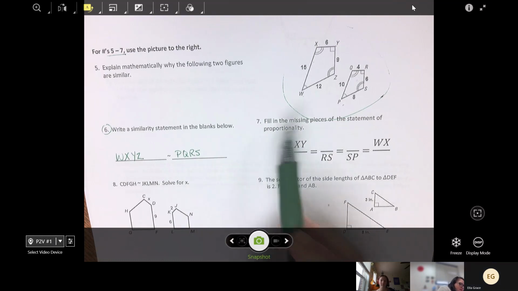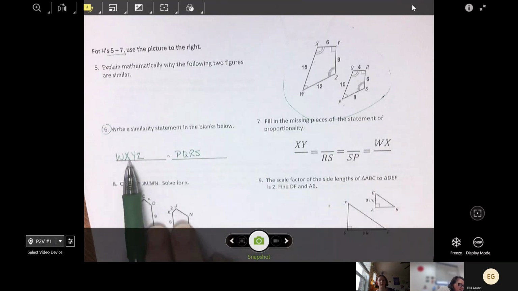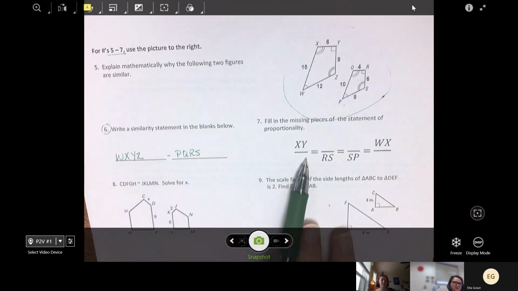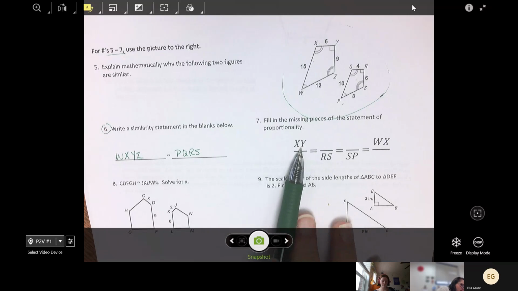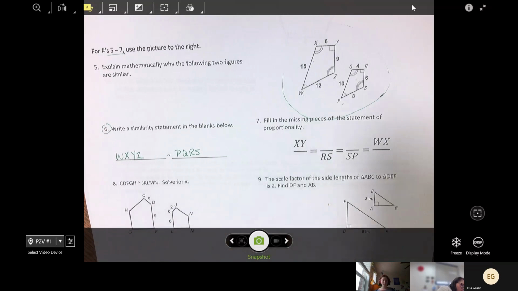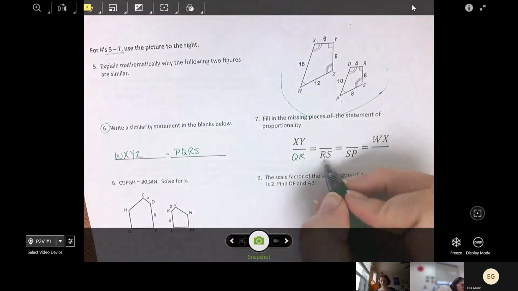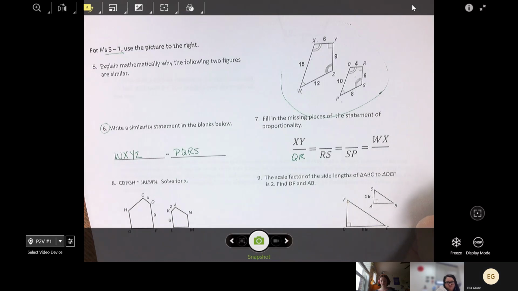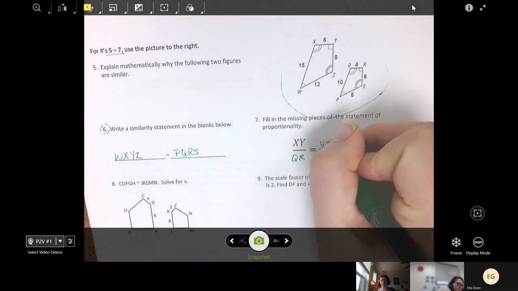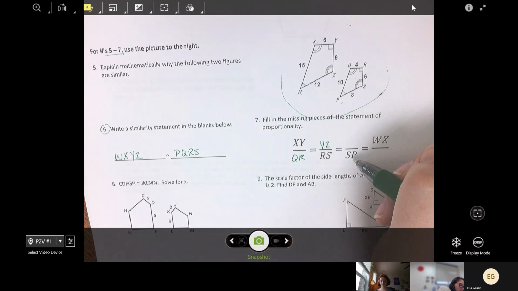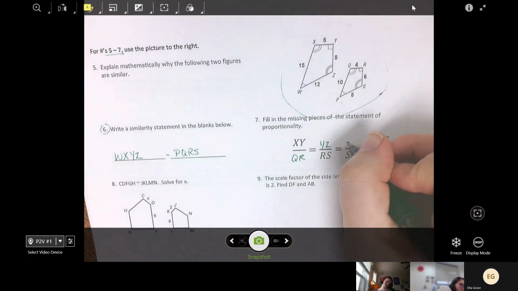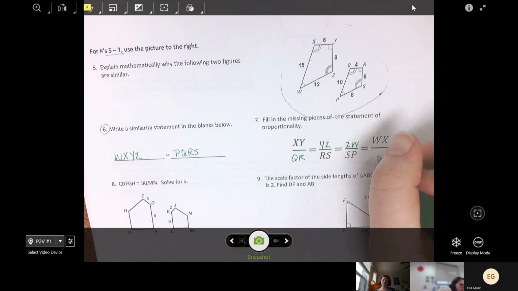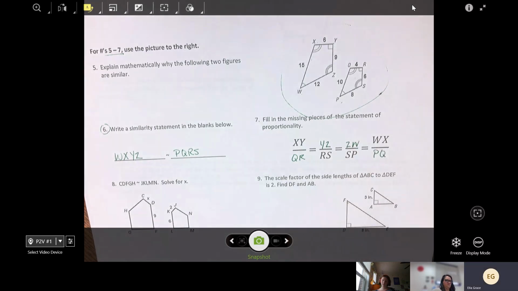And then number 7, you're using that picture as well. I like to use my similarity statement when I'm putting in the pieces of the statement of proportionality. So XY matches with QR. What matches with RS? YZ. And then what matches with SP? ZW. And then WX, PQ. Thank you. Oh my gosh, that's so easy. I'm glad.